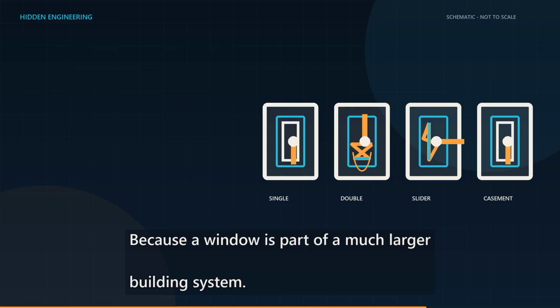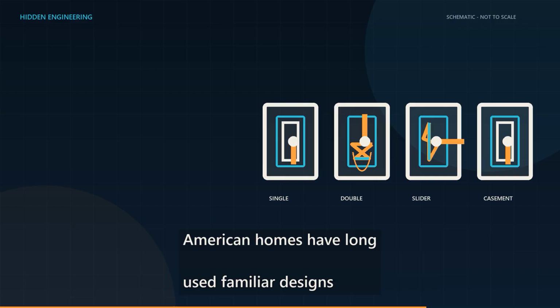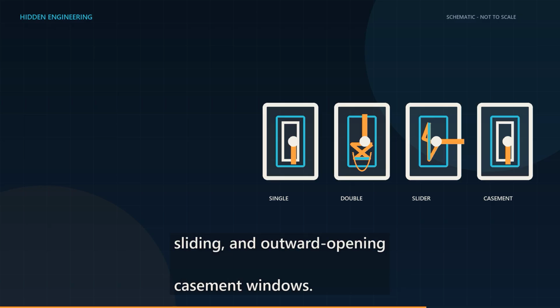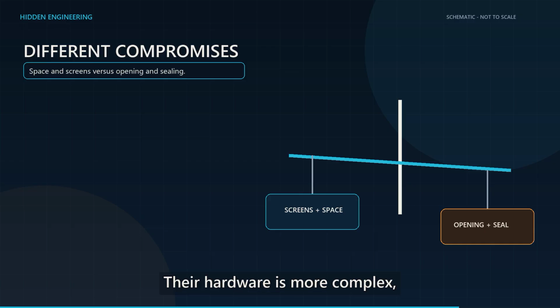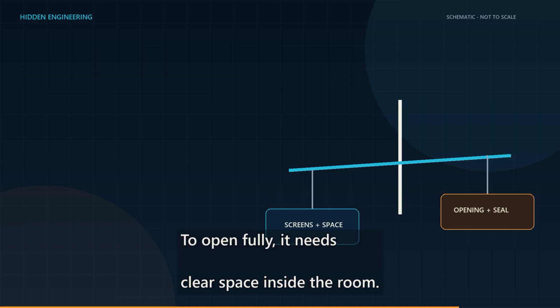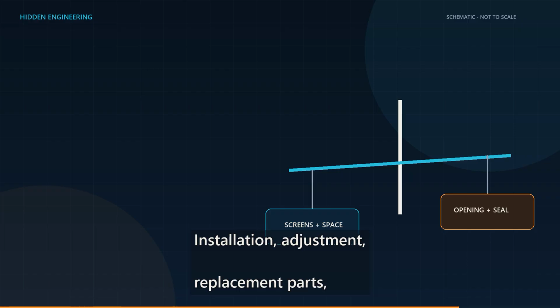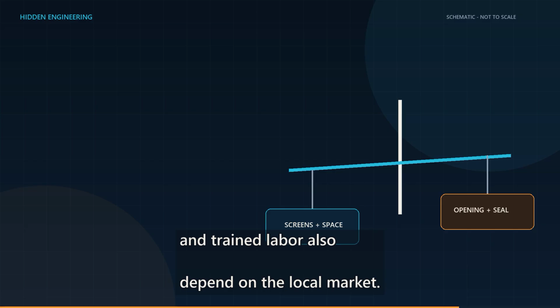Because a window is part of a much larger building system. American homes have long used familiar designs such as single-hung, double-hung, sliding, and outward opening casement windows. Tilt and turn windows make different trade-offs. Their hardware is more complex, and the sash can be heavy. To open fully, it needs clear space inside the room. If a screen is needed, it usually has to sit on the exterior or use a retractable design. Installation, adjustment, replacement parts, and trained labor also depend on the local market.